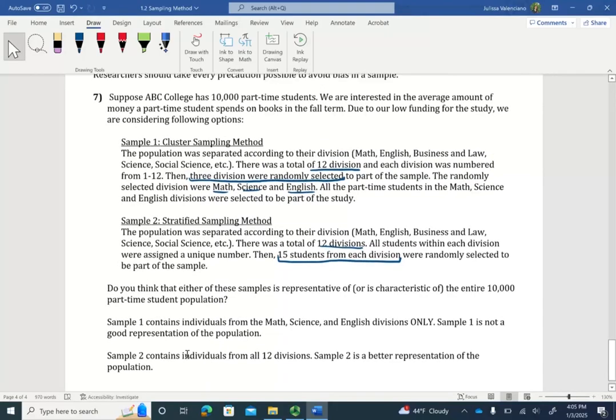And so I wanted to include this example to help you think about how we decide what sampling method we're going to use. When we decide what sampling method we're going to use, we're going to think about how much funding we have. What is the research question? So for example, here, the research question is, how much money do part-time students spend on books in the fall term? So because this is our question, it is really important to hear from students within each division. So again, here, the goal is to ensure that the sample is a good representation of the population.